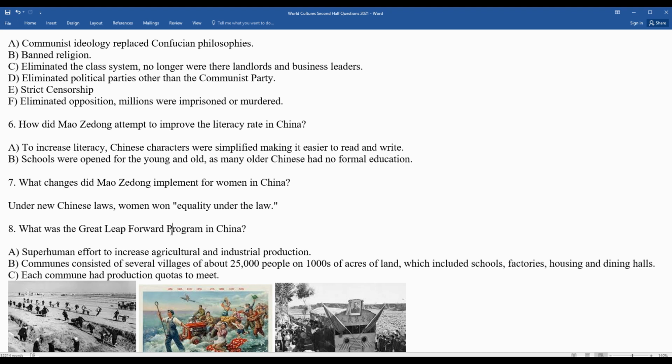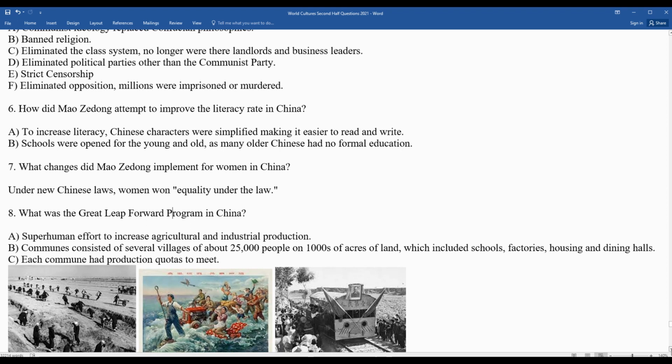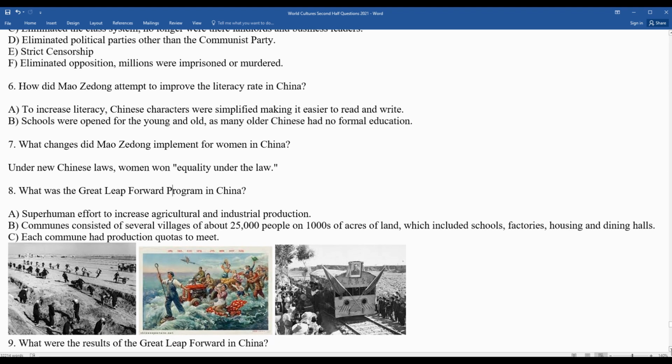And you can see some of the superhuman effort. First of all, the middle image there is kind of a propaganda poster, glorifying the Great Leap Forward program, and then the left and right side are some actual imagery from that period of time, including an image portraying Mao Zedong on top of a bus moving workers in and out, or a train rather.